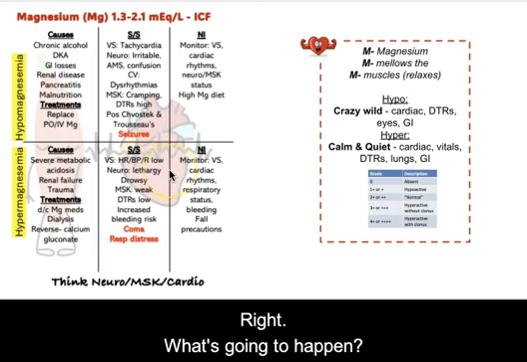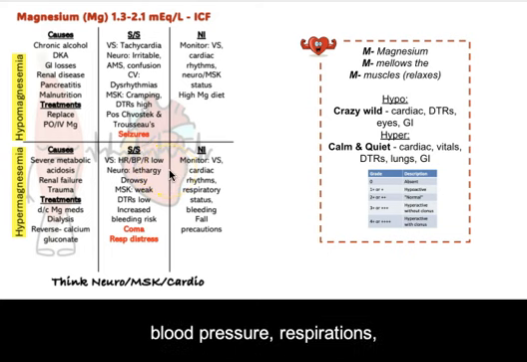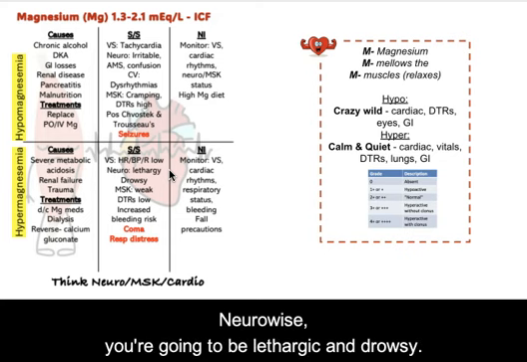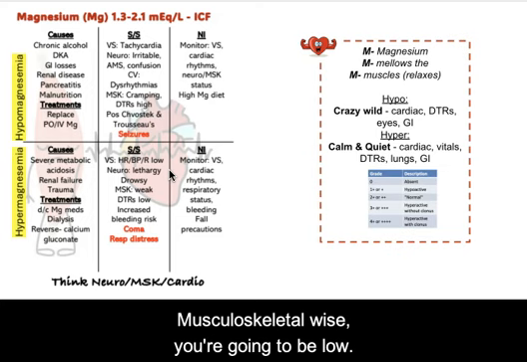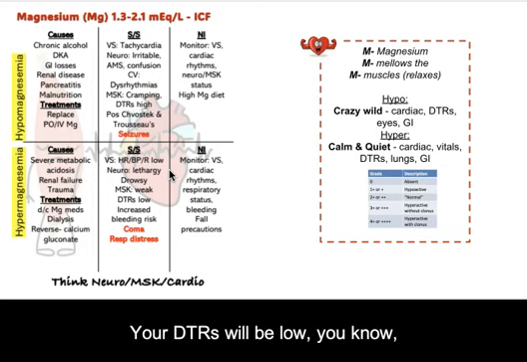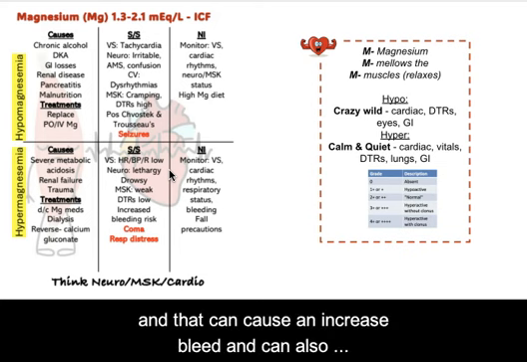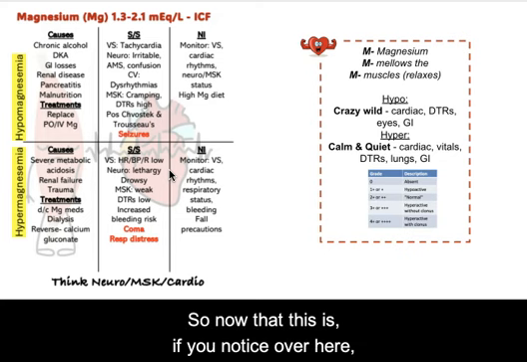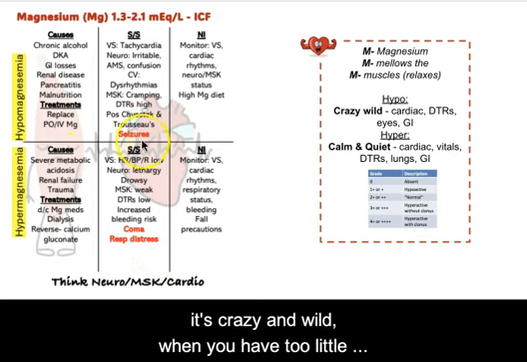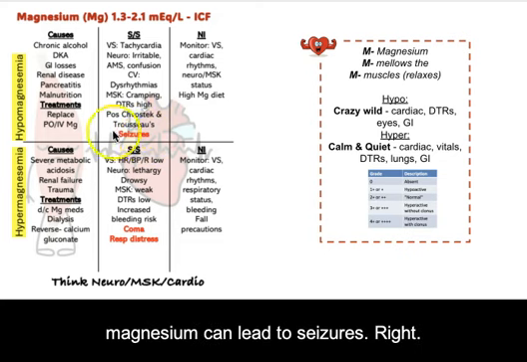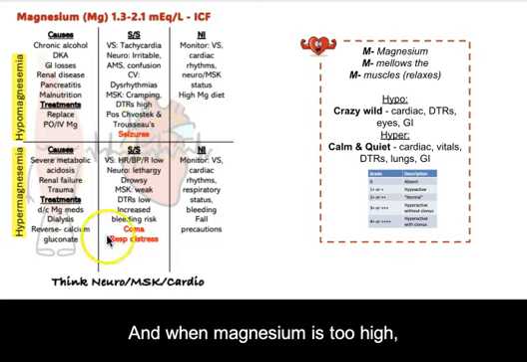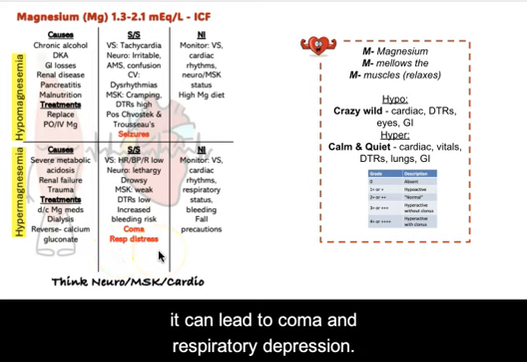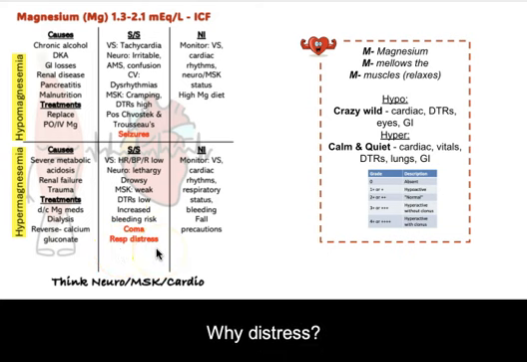All right, what's going to happen? Your vital signs are going to be all low. Heart rate, blood pressure, respirations, everything will be low. Neuro-wise, you're going to be lethargic and drowsy. Musculoskeletal-wise, you're going to be low. Your DTRs will be low, and it can also cause an increased bleeding risk. So if you notice over here, it's crazy and wild when you have too little magnesium, can lead to seizures, right? And when magnesium is too high, it can lead to coma and respiratory depression. Why? Because everything is too low.